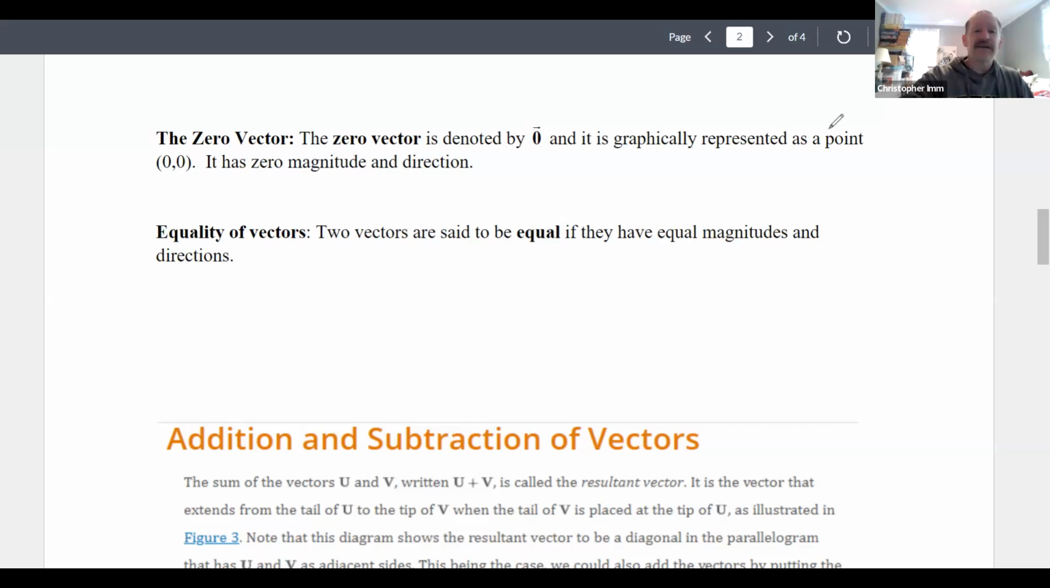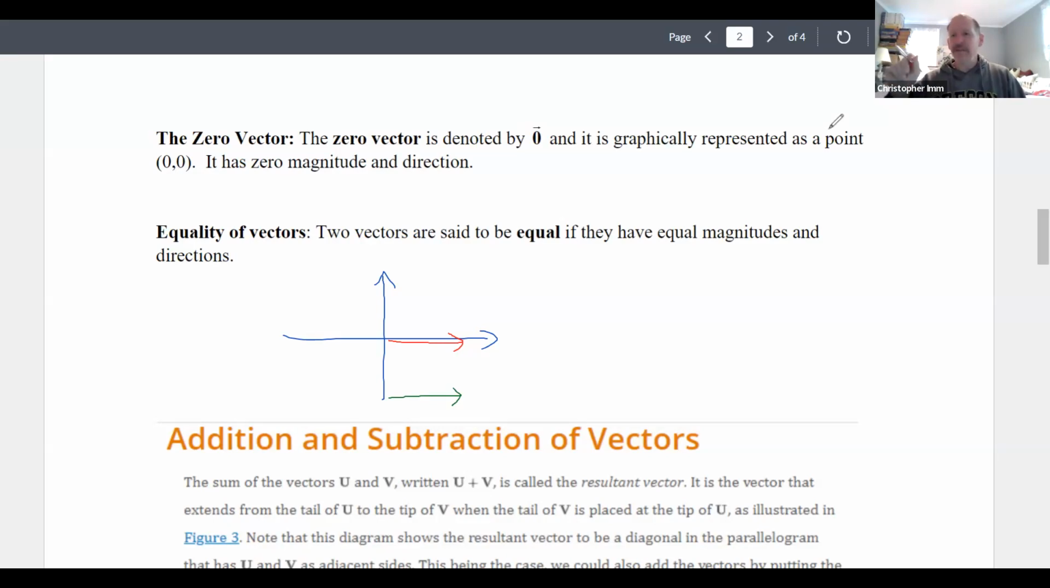For instance, if I have a vector here that's going straight to the right, and I have another vector, but somehow it's located down here, also going straight to the right, as long as those have the same magnitude and same direction, I can slide vectors up and down, left and right.